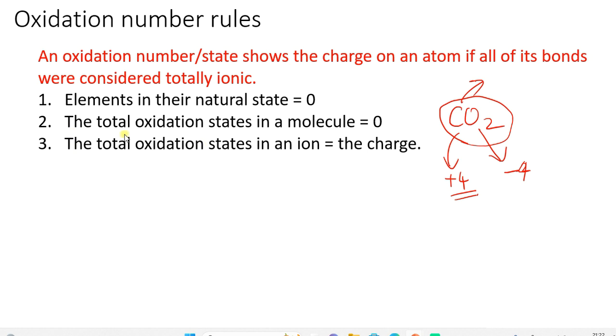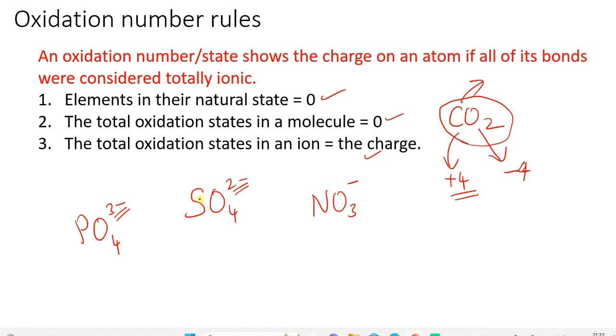So the total oxidation state in a molecule is 0. Elements, we know it's 0. The total oxidation state in an ion is its charge. What does that mean? It's the total of the oxidation states. SO4 2-, NO3-, PO4 3-. So this is the total charge on the whole ion. So the total oxidation state of the ion is the charge on the ion. The total oxidation state of all these atoms is the charge on the ion.